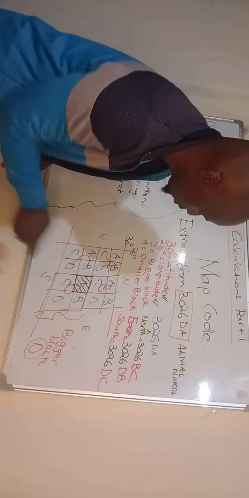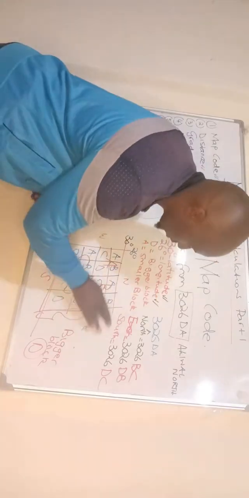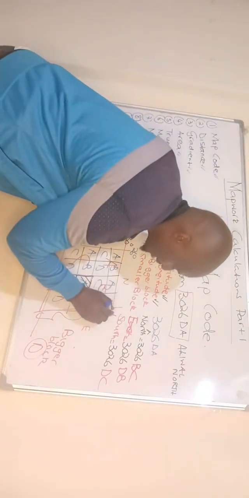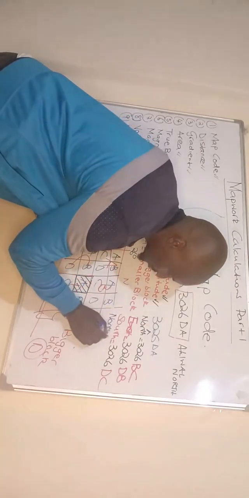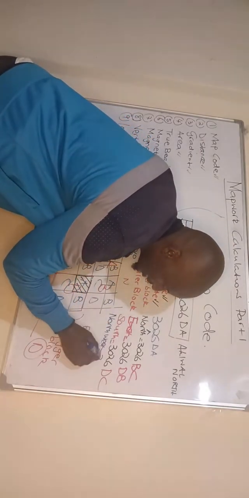All right. What is to the northwest now? Let's now look at the northwest. What is to the northwest of 3026 DA? Wow. AD. You guys, you are cooking. That will be your 3026 AD.